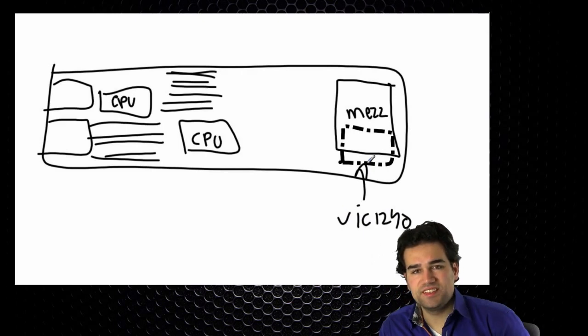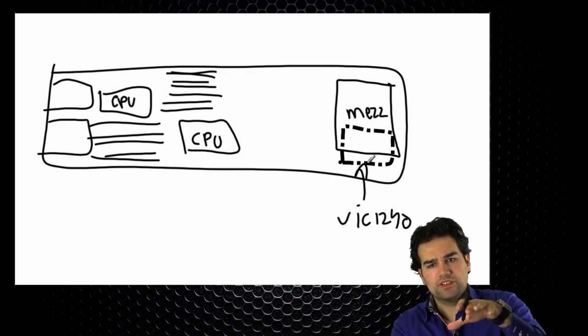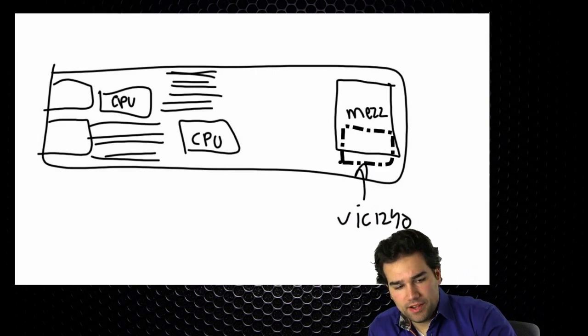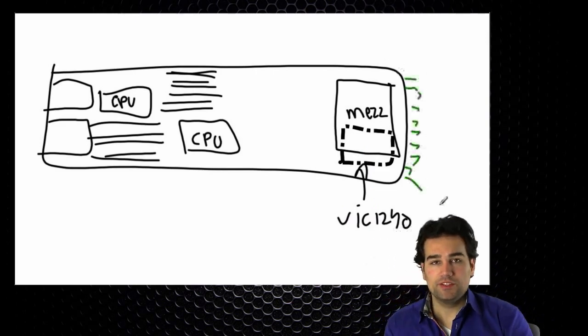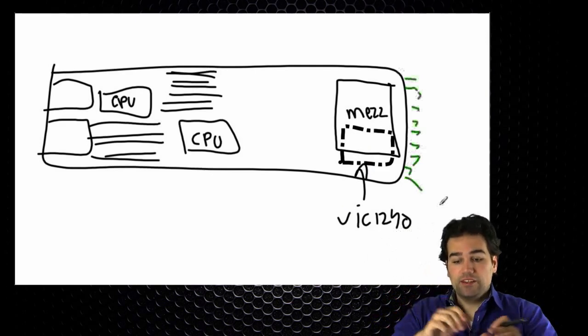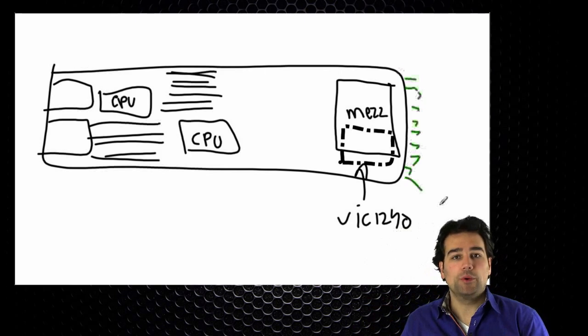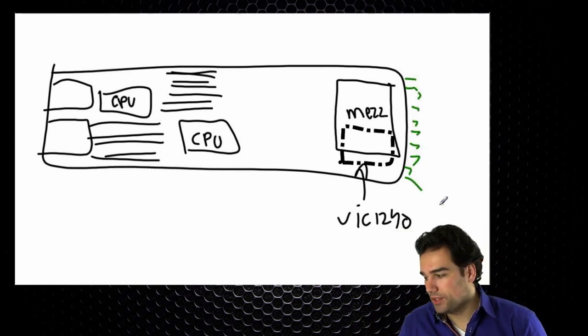So the VIC-1240 fits into a special slot, and I can fit the mezzanine card on top of it, or vice versa. And behind here, I just have all kinds of copper connections that I fit into the chassis like a line card in a switch. I fit it in, I do not care about anything. So the power management, networking, everything is transported across those copper connections.